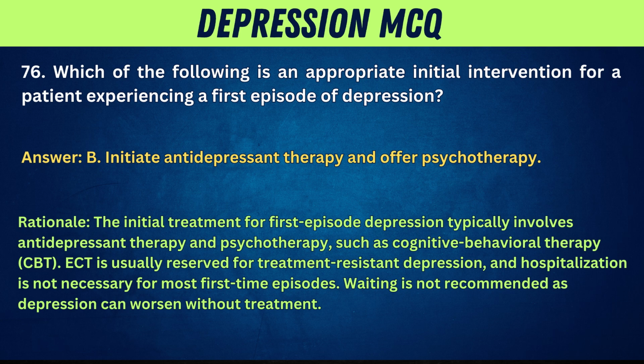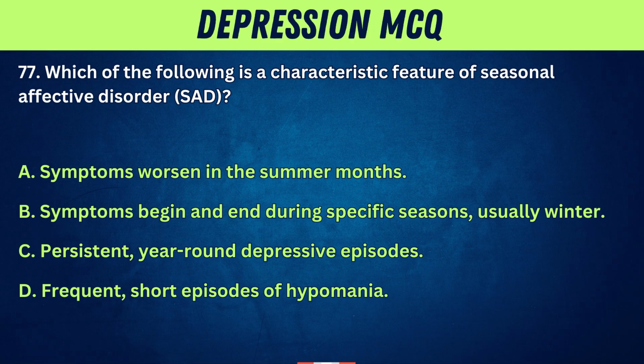Rationale: the initial treatment for first episode depression typically involves antidepressant therapy and psychotherapy, such as cognitive behavioral therapy, CBT. ECT is usually reserved for treatment-resistant depression, and hospitalization is not necessary for most first-time episodes. Waiting is not recommended as depression can worsen without treatment. 77. Which of the following is a characteristic feature of seasonal affective disorder, SAD?